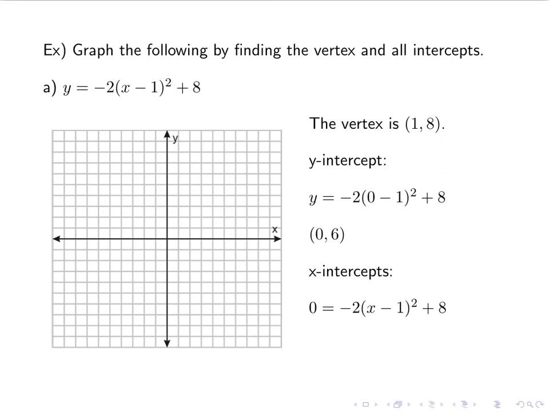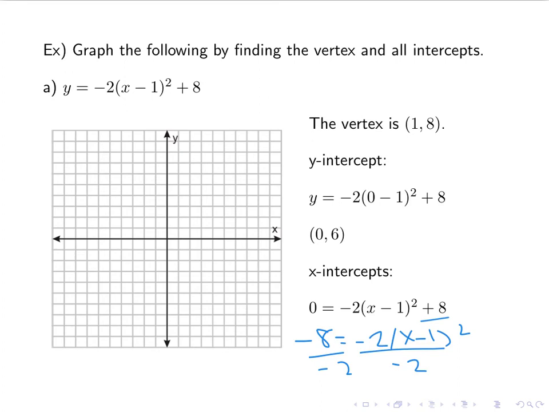Just like with a linear equation, I'm going to get x by itself. I'm going to do order of operations backwards. So the first thing I got to do is get rid of that 8. And that will give us negative 8 equals negative 2 times (x minus 1) squared. Next, you got to get rid of that negative 2. So divide everything by negative 2.